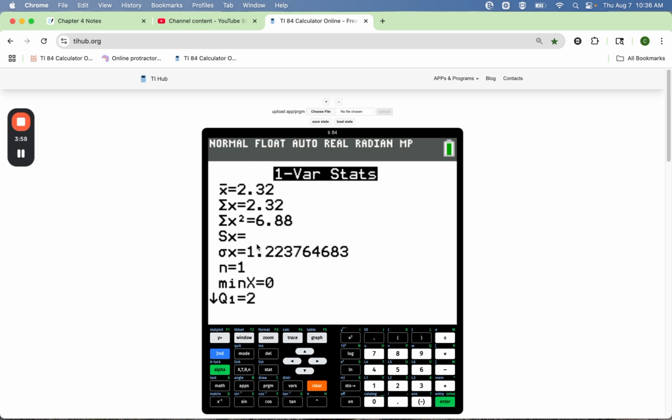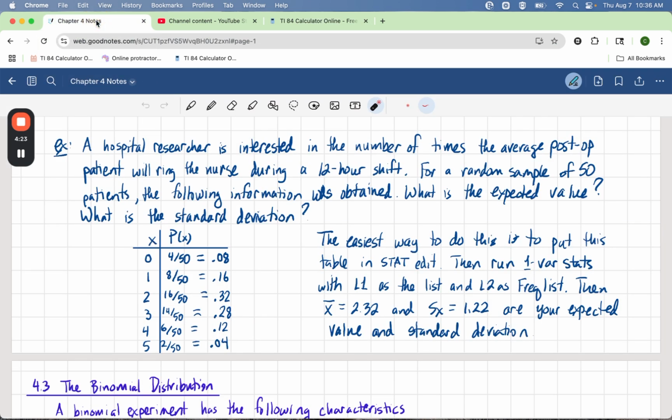So my mean is 2.32. My standard deviation, it's really a standard deviation of a sample, but when you put the probabilities in for the frequencies instead of the numbers, it doesn't give you the S sub x. So 1.224 is going to be the standard deviation, 2.32 is the mean. And there you go, that's what I have written in right there. 2.32 mean, 1.22 standard deviation.